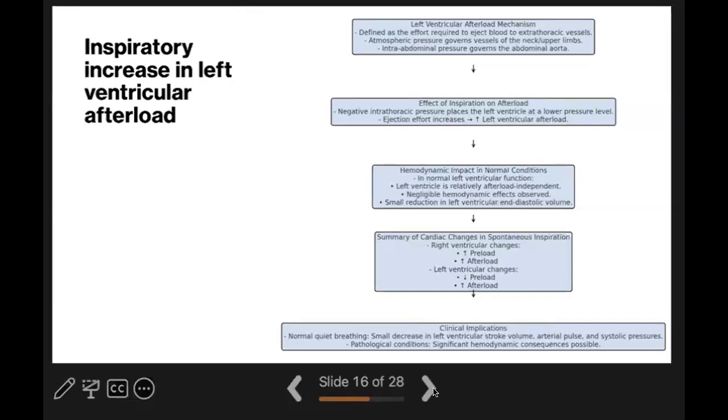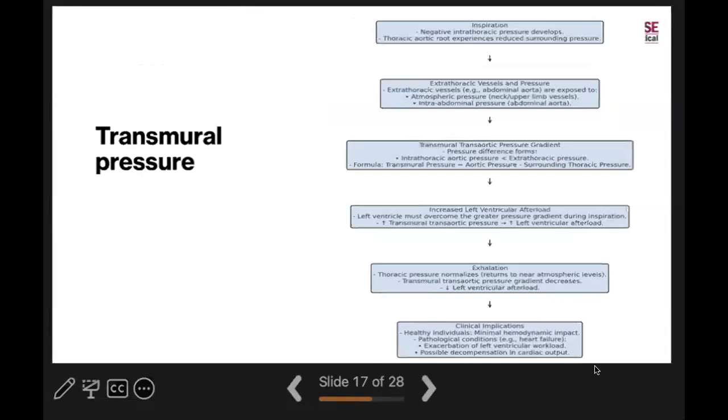And not only this mechanism, there is also a mechanism called transmural pressure. During inspiration, whenever there is negative intrathoracic pressure, the aortic root, which is located in the thorax, is again subjected to the negative intrathoracic pressure. But the extrathoracic vessels, such as the abdominal aorta, which are exposed to the atmospheric pressure, will remain higher compared to the intrathoracic aorta. So this will create a pressure gradient where the intrathoracic segment of the aorta experiences a relatively pressure reduction compared to the extrathoracic segments. So overall, the transmural pressure is going to get increased.